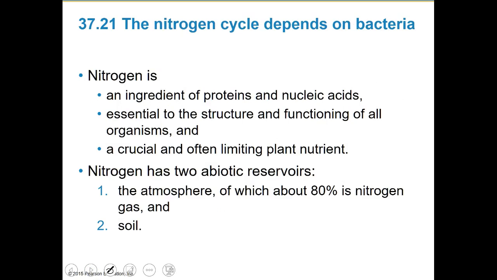The next one's nitrogen. Nitrogen is an ingredient of proteins and nucleic acids. It's essential to the structure and functioning of all organisms, and it's crucial and often limited in plant nutrients. Nitrogen has two abiotic reservoirs, the atmosphere and the soil. In the atmosphere, about 80% of it is nitrogen gas.